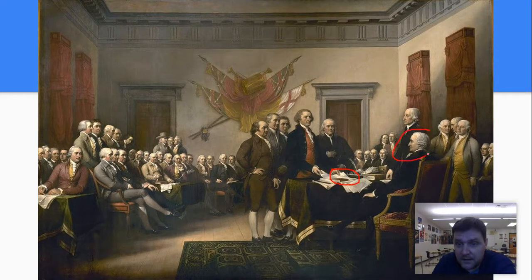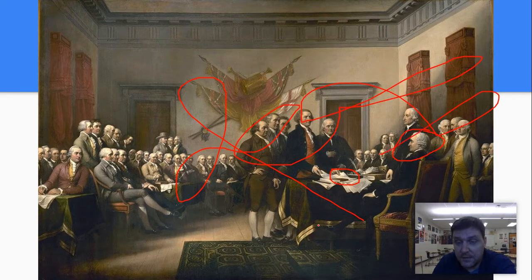This is John Hancock. He was the president of the Second Continental Congress. He's the one who wrote in big handwriting, John Hancock, right? So to make sure that the king would see it.